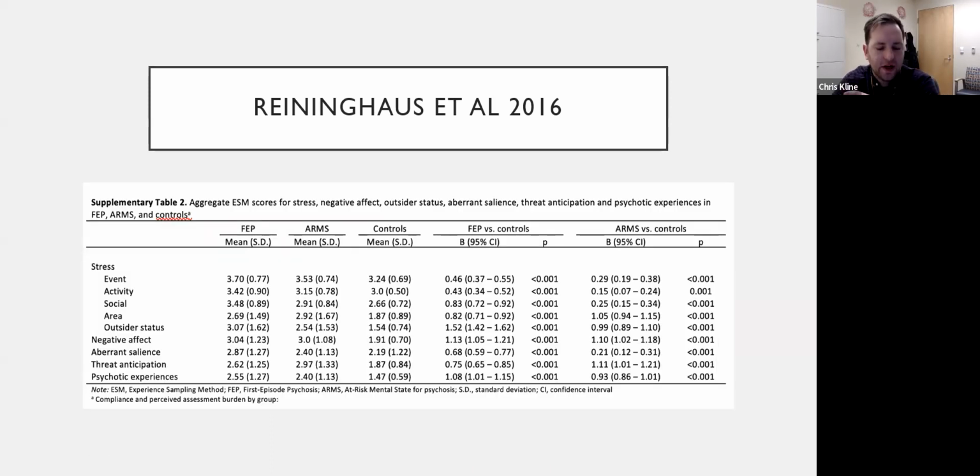Okay. So this table covers the aggregate scores for the different domains assessed by their protocol. Compared to healthy controls, both patients that have had a first episode of psychosis and those that are high risk had more activity, social, area, and outsider related stress. Both groups also experienced greater negative affect compared to controls during this assessment period. And as a side, they were also looking at aberrant salience, threat anticipation, and psychosis, which were all more common in both the first episode and high risk cohort. And they're using ARMS here as the acronym for clinical high risk.